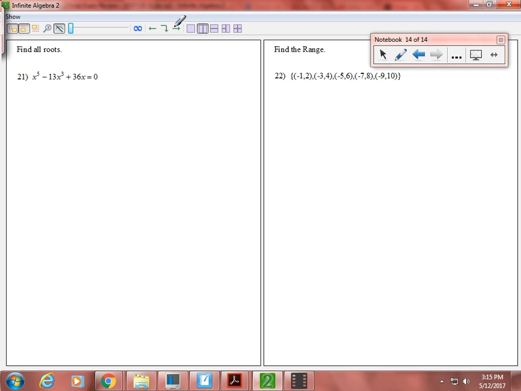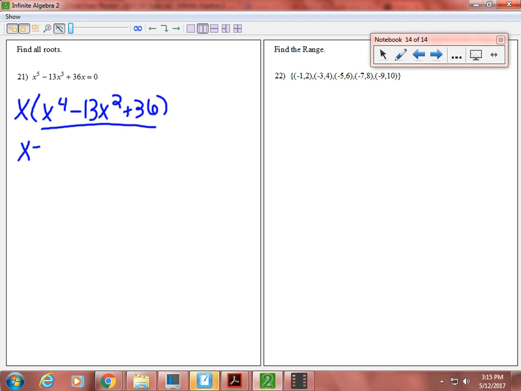21 also wants us to find the roots of this. It's going to be the same thing, except there's a common x first. So x to the 4th minus 13x squared plus 36. I took that x out in front. So this equation is exactly the same as number 20. Really, x equals 0 is the only thing that's different. So you're going to have 0, 3, negative 3, 2, and negative 2, because it's exactly the same as the problem before this, except you're adding 0 into this.